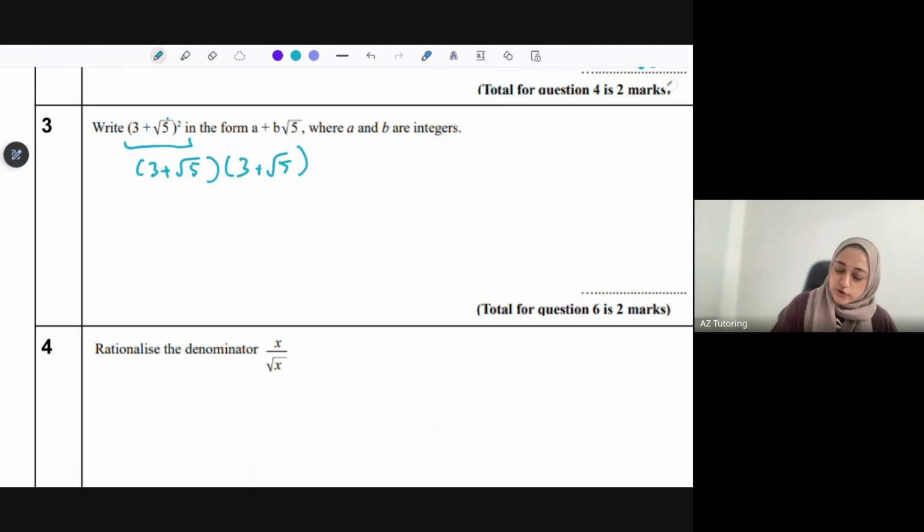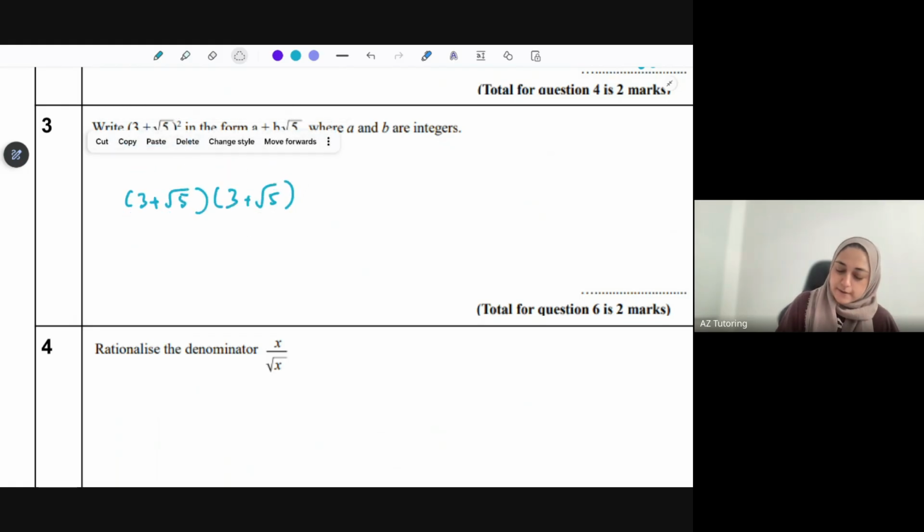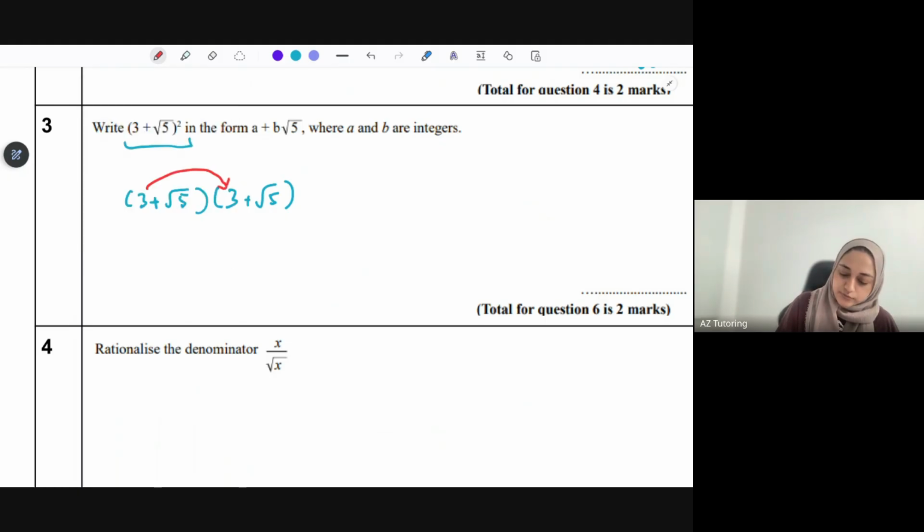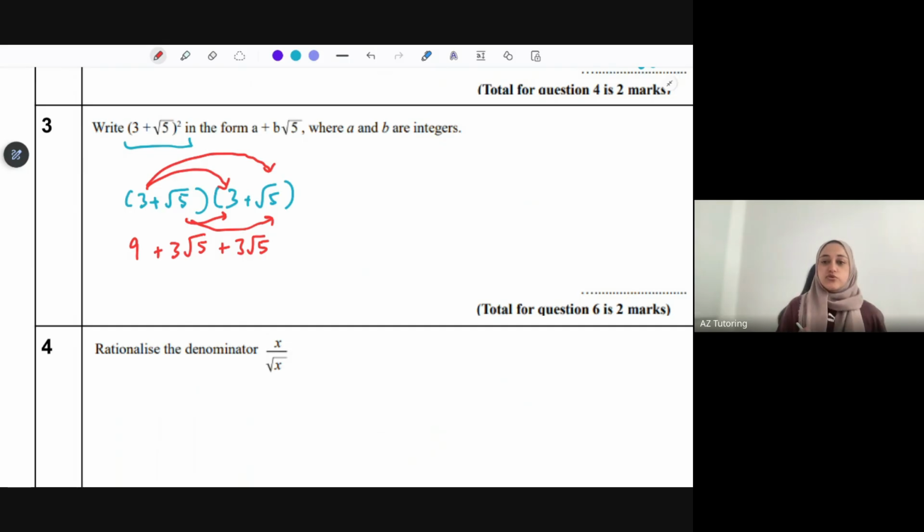I'll do FOIL method first, and then I'll show you how you do this the grid method way as well. So FOIL says you do 3 times 3, 9, 3 times √5, which is 3√5. √5 times 3 again is 3√5. √5 times √5 is just 5. The surds cancel out, and I'll explain why.